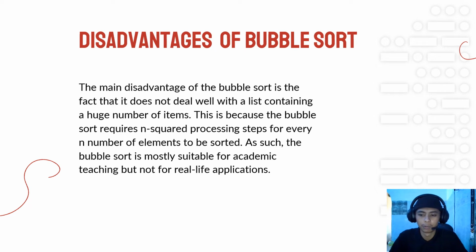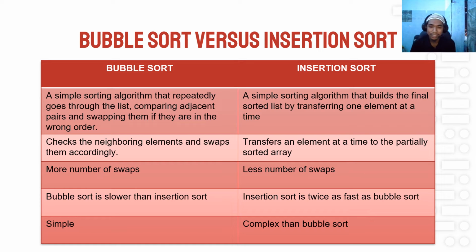So next, I will give it to one presenter about the difference between bubble sort, selection sort and insertion sort. To Nuzul Hakim. Okay, next I will go to bubble sort versus insertion sort. For bubble sort, it is a simple sorting algorithm that repeatedly goes through the list, comparing adjacent pairs and swapping them if they are in the wrong order.